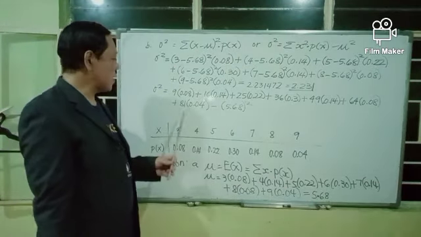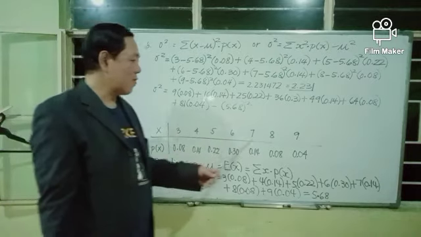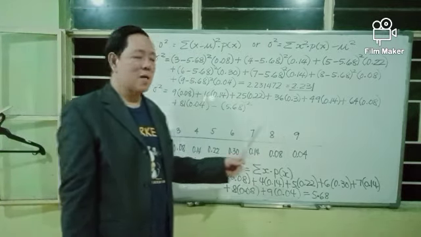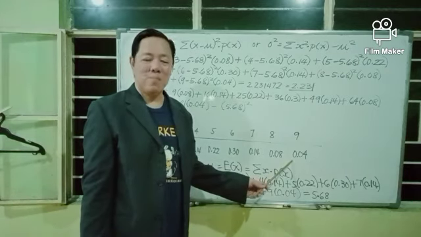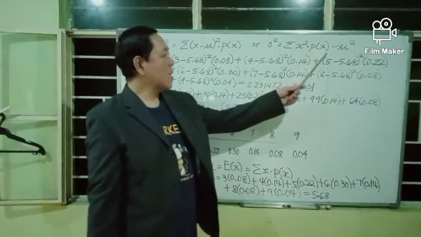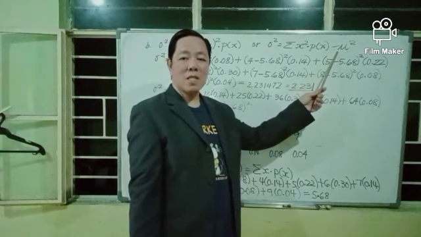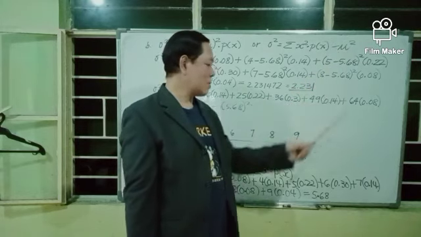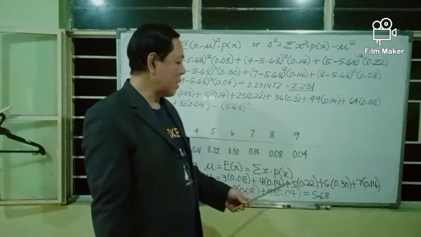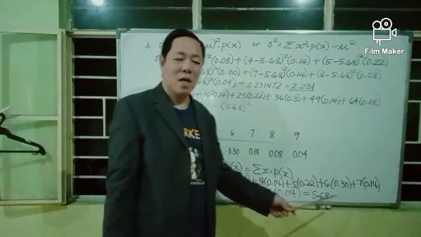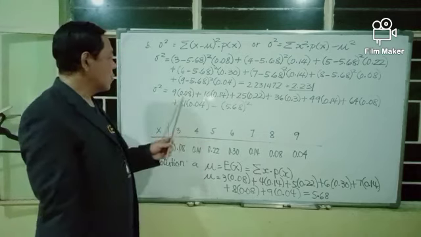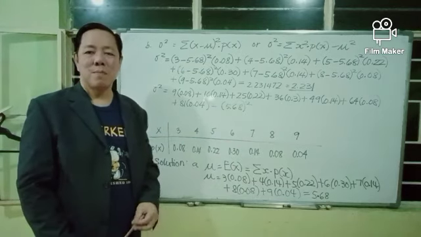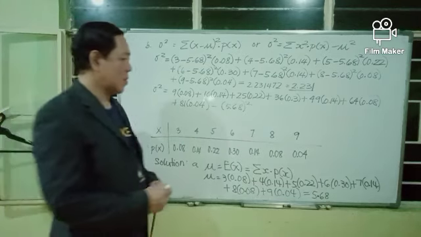And the last term is the square of the last value of x, which is 9. 9 squared is 81, multiplied by the probability of x equals 9, 0.04. Minus the square of the expected value of x, or the mu or mean of x, 5.68, minus 5.68 squared. And we compute this by using our calculator.